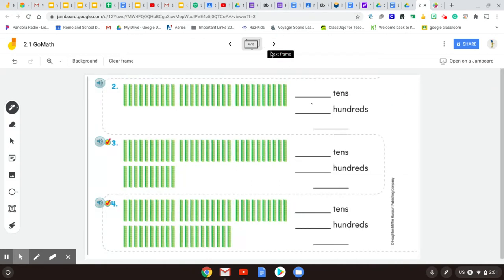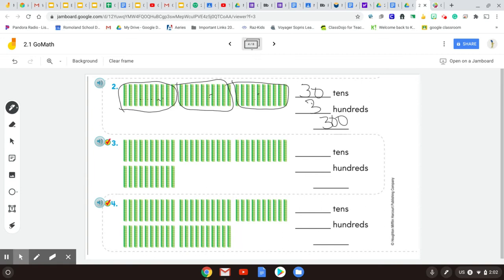Okay, we're on the same page, and we're on the bottom part of page 58. Again, we're going to be following the directions. We're going to write how many tens, and what that equals in hundreds and the number. So these are already counted out for you. 1, 2, 3, 4, 5, 6, 7, 8, 9, 10. So we're going to circle that group of tens, this group of tens, and this group of tens. And we have 10, 20, 30 tens, which equals 1, 2, 3 hundreds or 300.